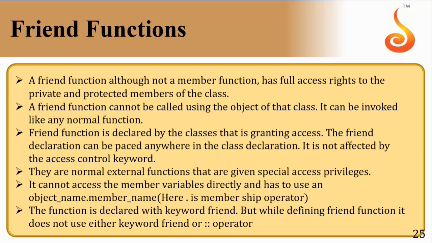And a function is declared with the keyword friend. While defining a friend function, it does not use the keyword friend or the scope resolution operator. That is, when you're writing the body of the function, you don't use friend. Only inside the class you will use the keyword friend. That is what it means.